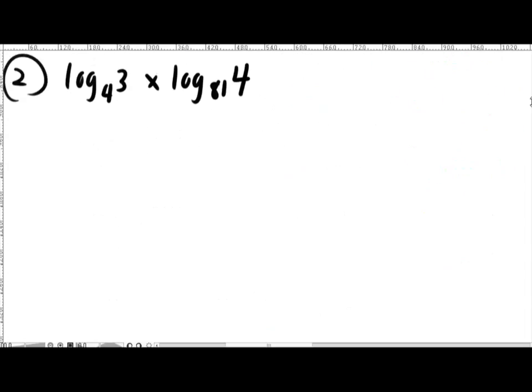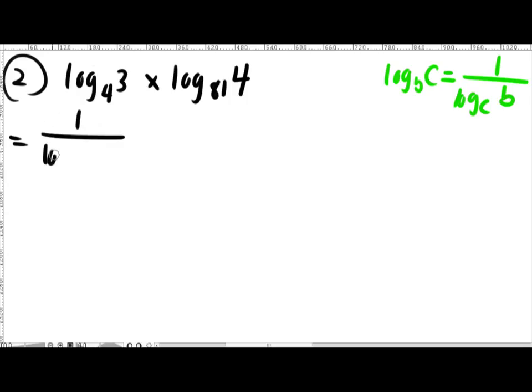Number 2. Log base 4 of 3 times log base 81 of 4. So first we can use the logarithm base switch rule, which just states that log base b of c equals 1 over log base c of b. We use this here and we get 1 over log base 3 of 4.